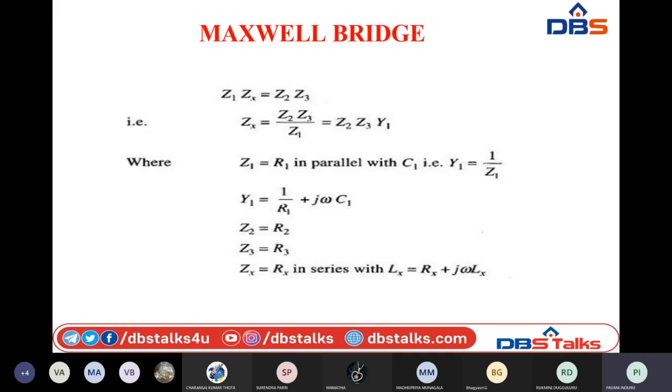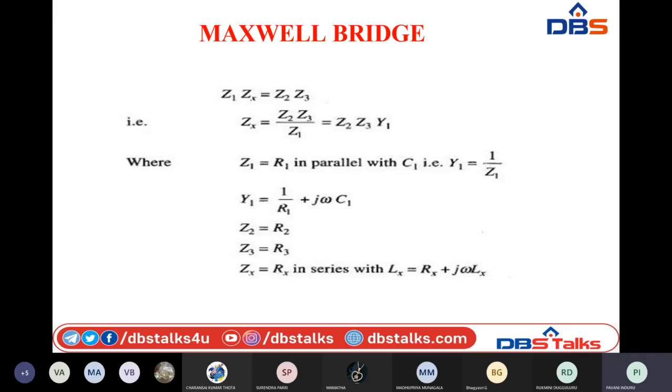So where impedance Z1 equals R1 in parallel with the capacitor C1, whenever we take its admittance, this is the reciprocal of Z1. Y1 equals 1 by Z1. So the expression for admittance is written like this, that is 1 by R1 plus J omega C1. This is the resultant admittance of the first arm, where we have connected the resistor in parallel with the capacitor.